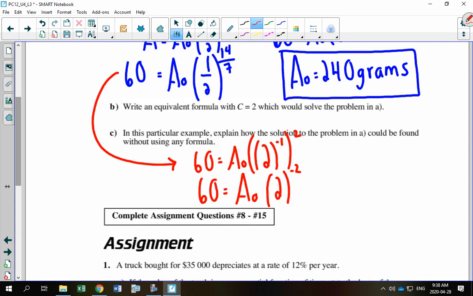Okay, so that takes care of the lesson for lesson 3. The questions in the homework are just related to using the exponential equation or the half-life or doubling time formulas.